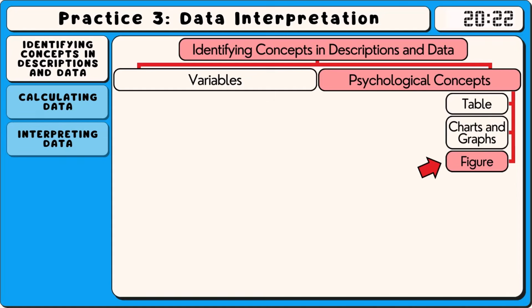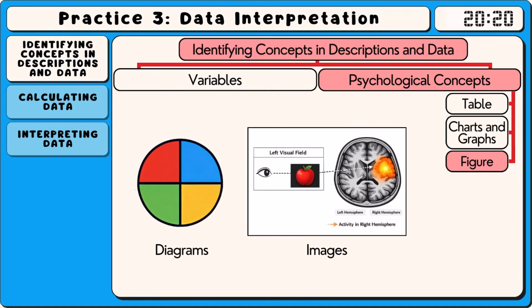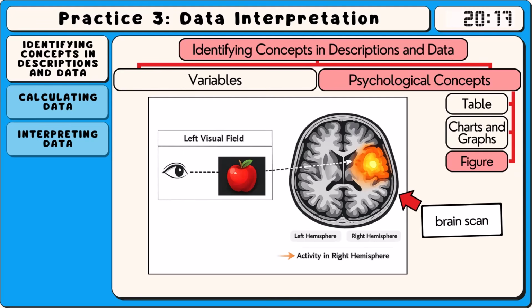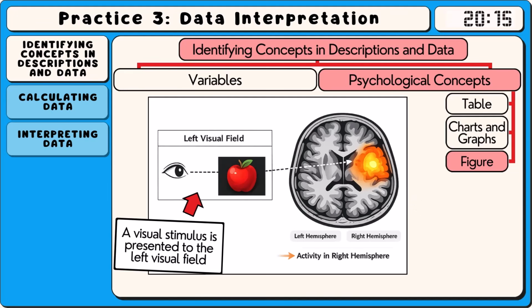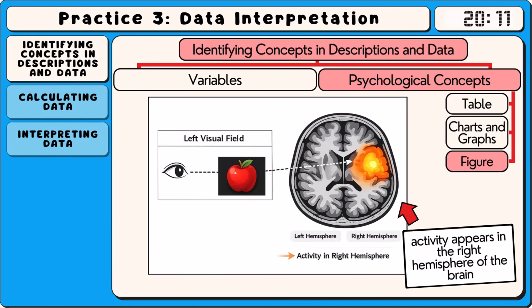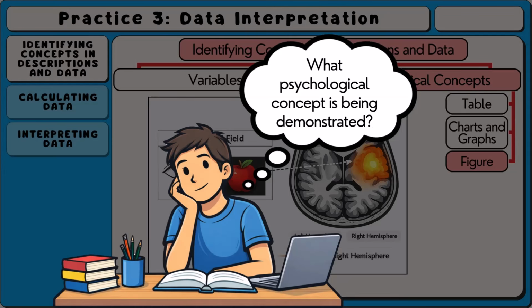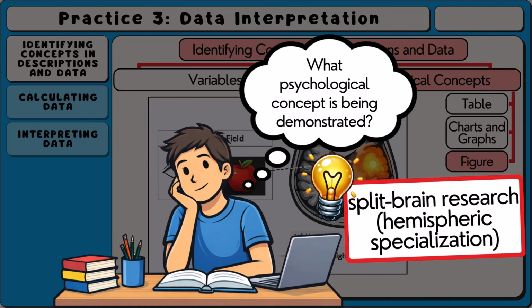Next is figures. Figures often include diagrams and images. For example, a brain scan figure highlights that when a visual stimulus is presented to the left visual field, activity appears in the right hemisphere of the brain. You'd need to be able to explain the psychological concept that's being demonstrated. If you identified that the figure reflects findings from split brain research about hemispheric specialization, you would be correct. For more on split brain research, go to Unit 1, Lesson 4.